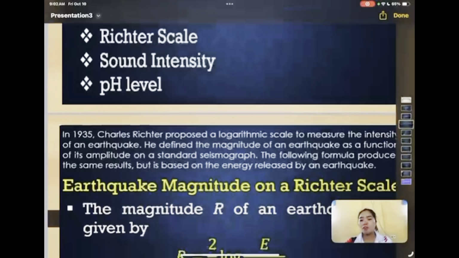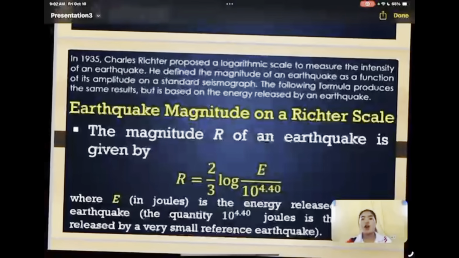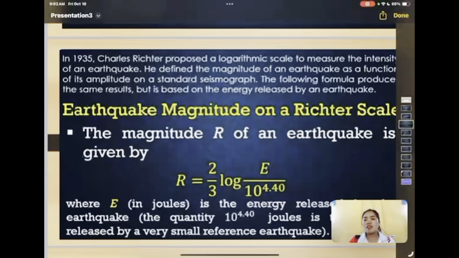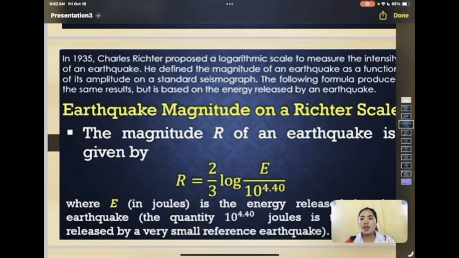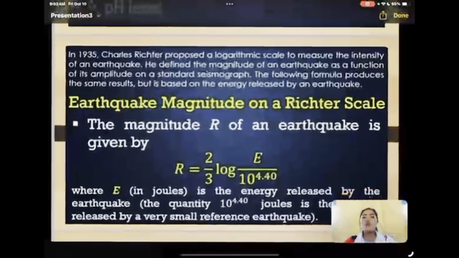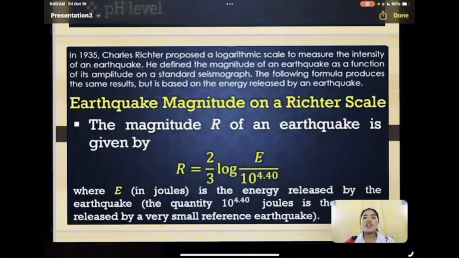Now let's start with the problem. The first application is the Richter scale. How is the concept of logarithm applied in the Richter scale? In 1935, Charles Richter proposed a logarithmic scale to measure the intensity of an earthquake. He defined the magnitude of an earthquake as a function of its amplitude on a standard seismograph. The following formula produces the same results, but is based on the energy released by an earthquake.